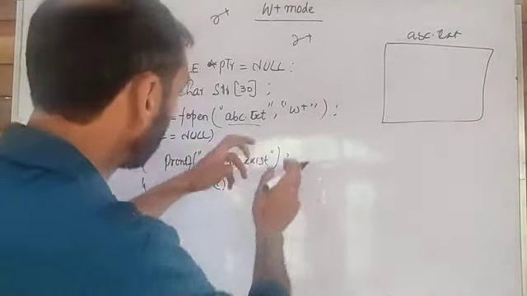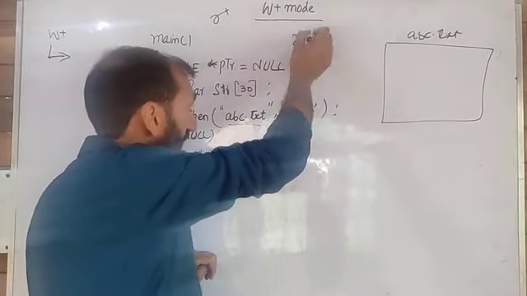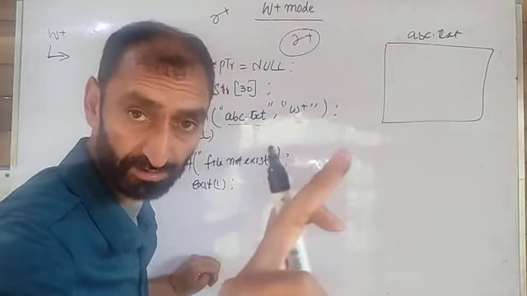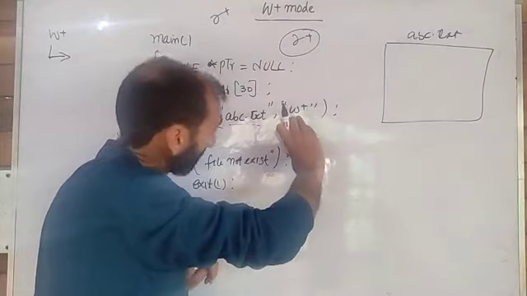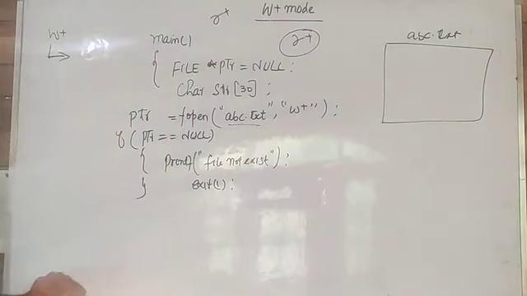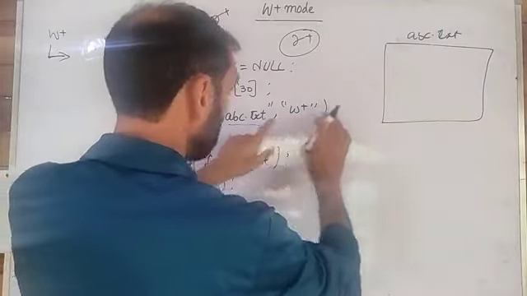This is the main difference between R+ and W+. If file does not exist in R+ mode, it will not create a file. But if file does not exist in W+ mode, it will create a new file and will open it. This is the first difference. So it will create a file.